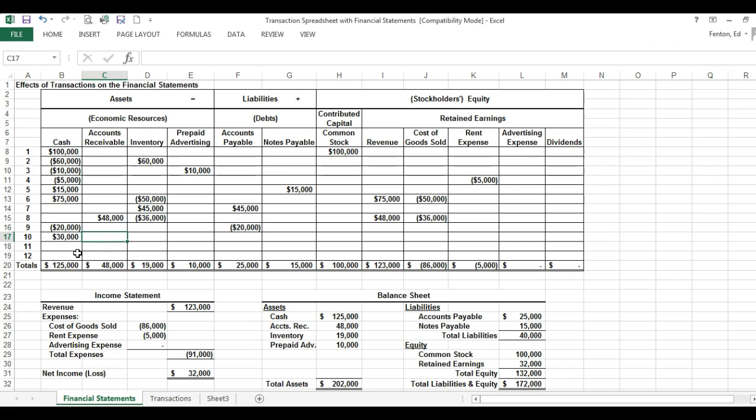Why did this cash go up? Because the customers paid us what they previously owed us. So that means they owe us less at this point. So take away $30,000 from the accounts receivable account. The income statement account was not affected, but the balance sheet, of course, was.